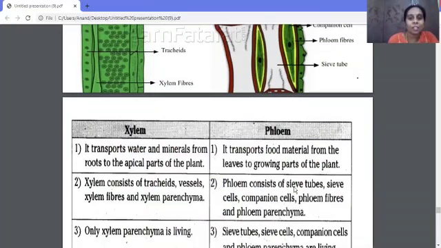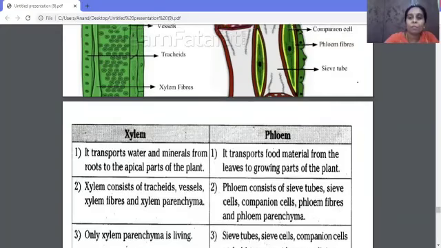Then you know that the leaf is the kitchen of a plant. In the leaf the food will be prepared. Whatever food is prepared in the leaf has to be transported to the different parts of the plant body and even to the storage regions such as fruits, leaves and all. That will be done with the help of a tissue called phloem. The phloem helps in transporting the food materials from the leaf to the growing parts of the plant.